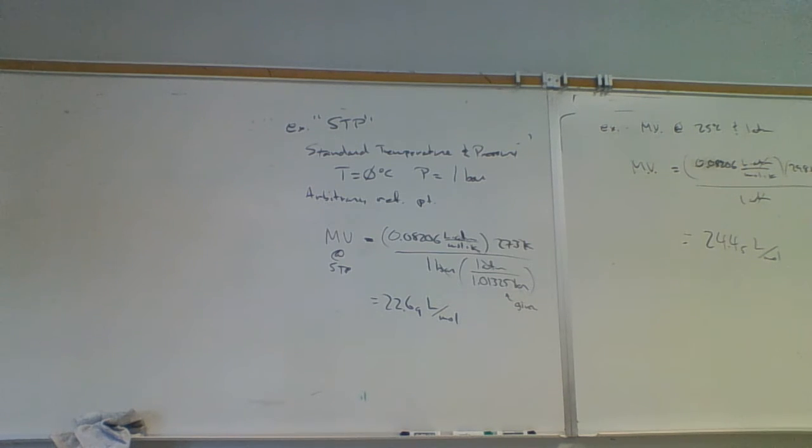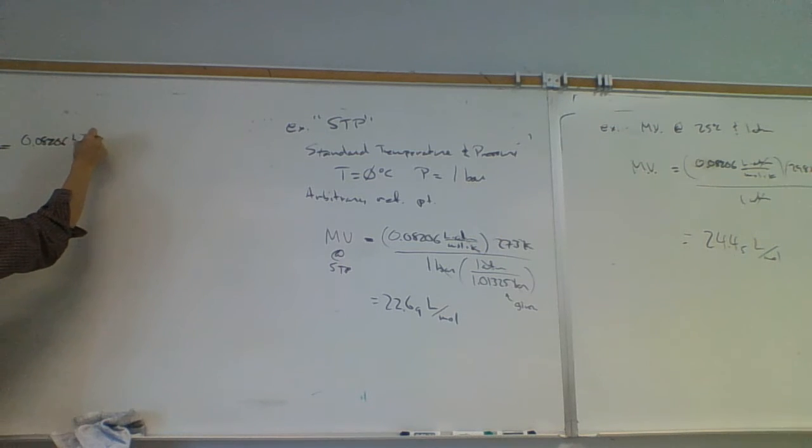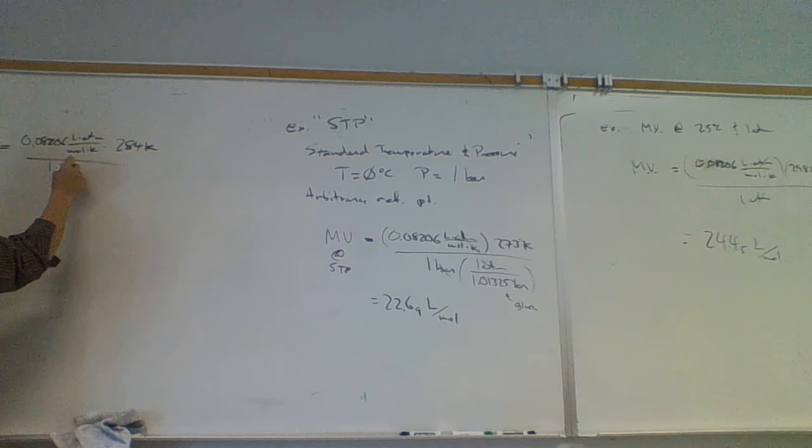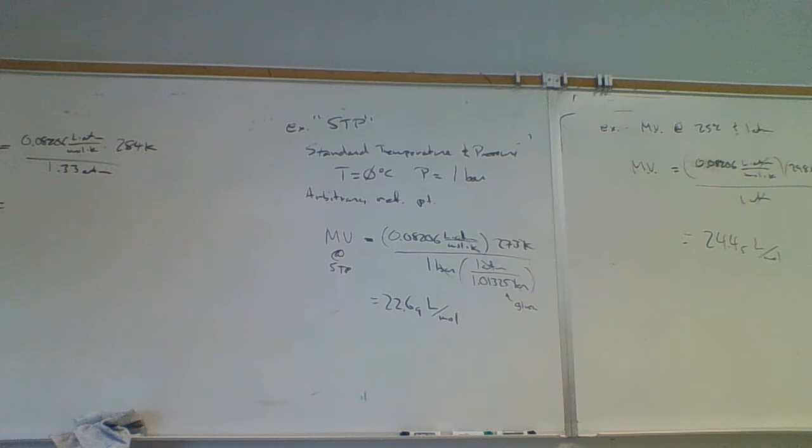So what is the molar volume of air at 11 degrees C and 1.33 atmospheres? That's the question. So in this example, we want the molar volume of air at 11 degrees C and 1.33 atmospheres. The molar volume is going to equal RT over P. So R is 0.08206 liters times atmosphere per mole Kelvin. The temperature is 11 degrees C, so 11 plus 273 would be 284 Kelvin, divided by the pressure of 1.33 atmospheres. So let's calculate the molar volume of air.